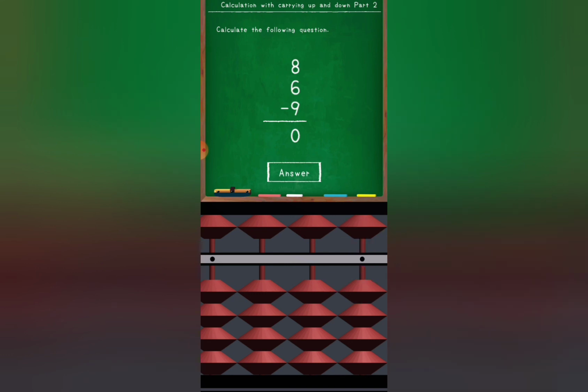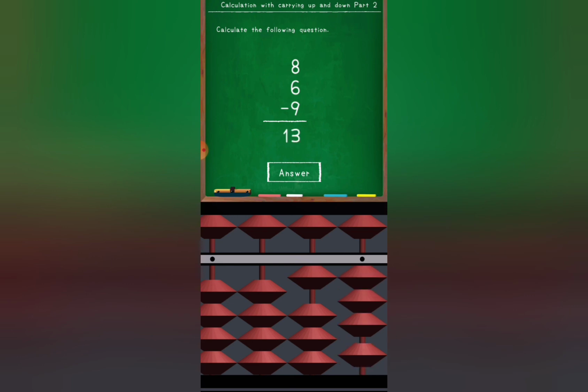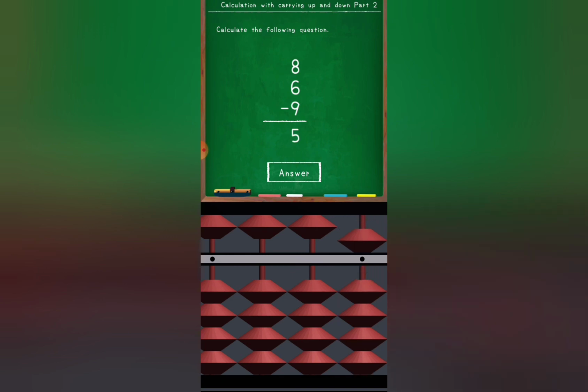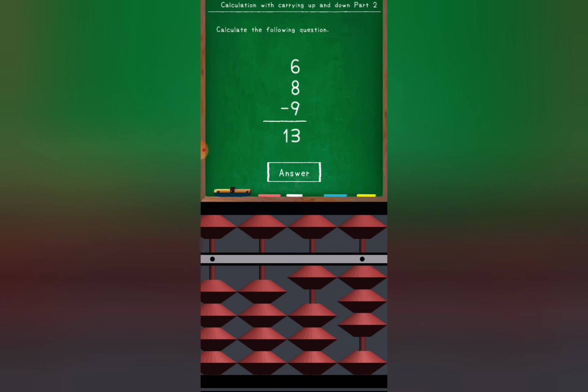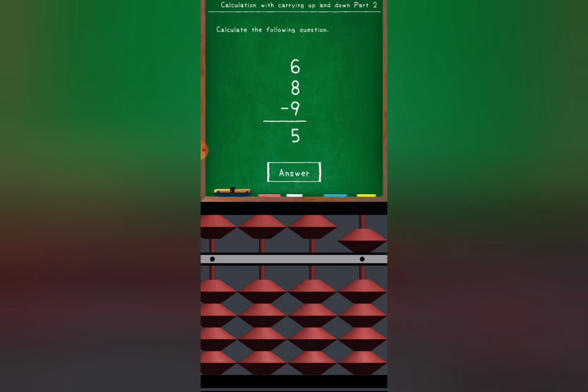Okay, so next one is 8: 5, 6, 7, 8. Again 6: 1, 2, 3, 4, 5, 6. Then minus 9, that means minus 10 plus 1. This is my answer. 6: 5, 6. Again plus 8: 1, 2, 3, 4, 5, 6, 7, 8. Then minus 9, again minus 10 plus 1.